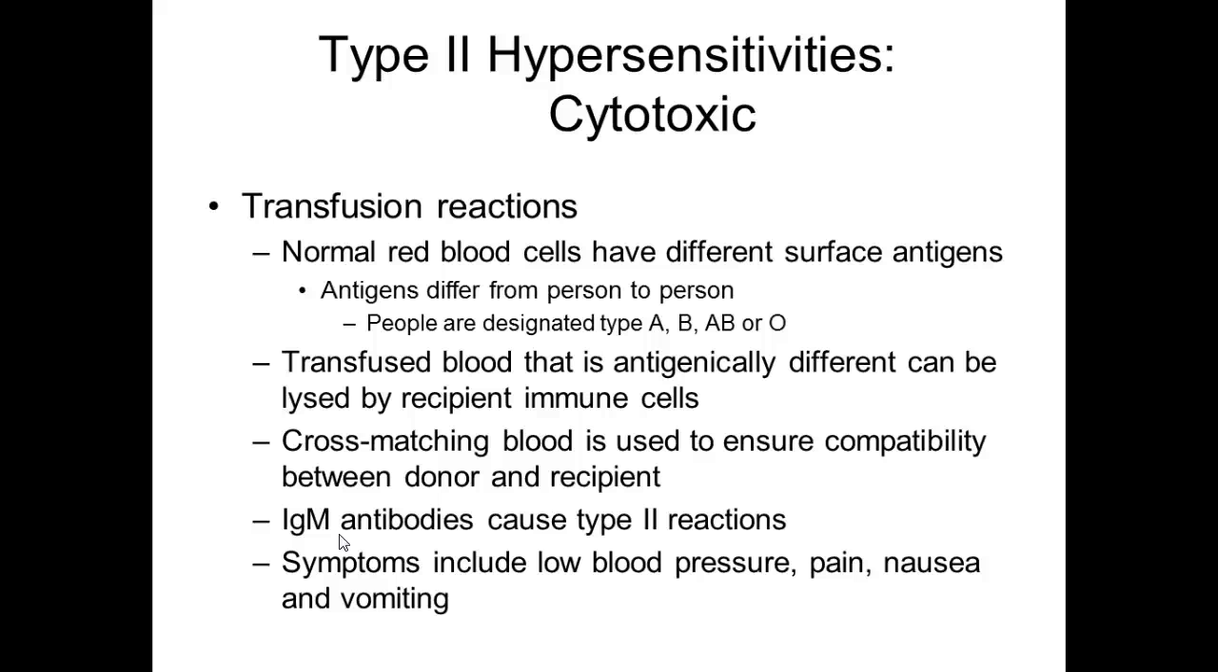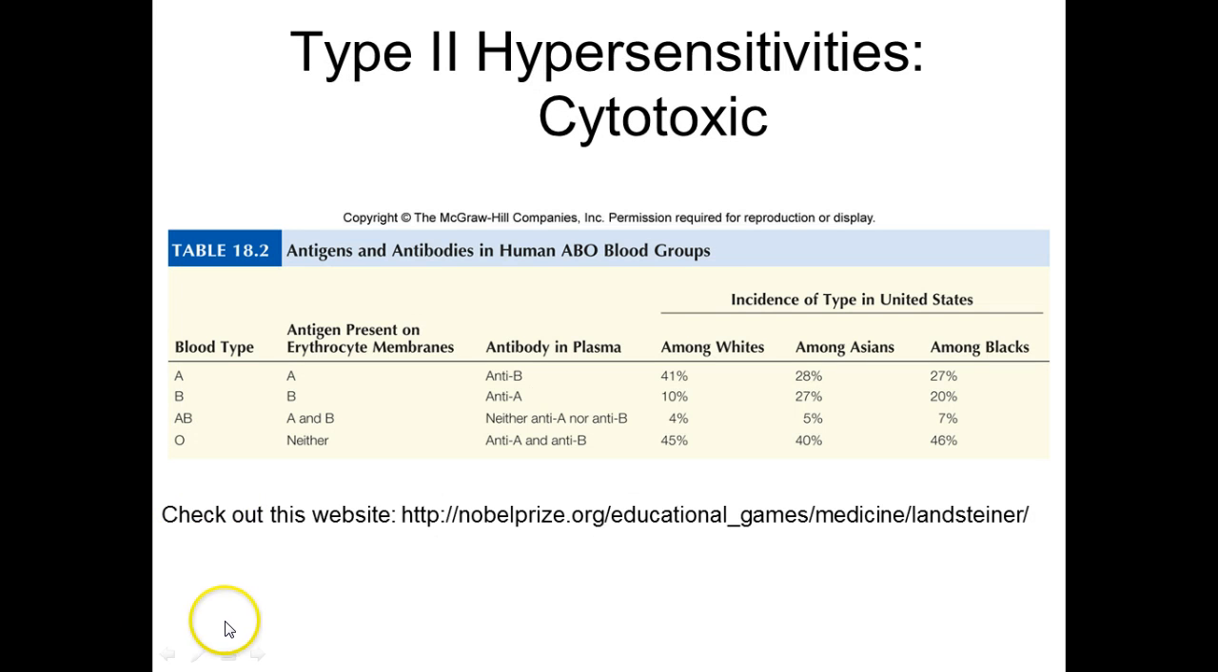Rh is a whole different story. So remember the Nobel Prize website that we went to before for our introduction to immunology? I highly recommend, if you're in A&P, going back to this later, they have a great blood typing game. We're not going to go over that kind of stuff, right? We're just talking about the antigens and this type of response.